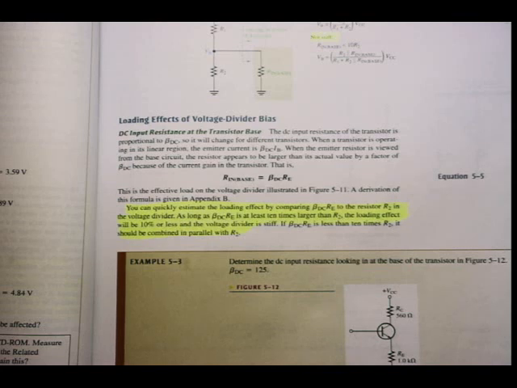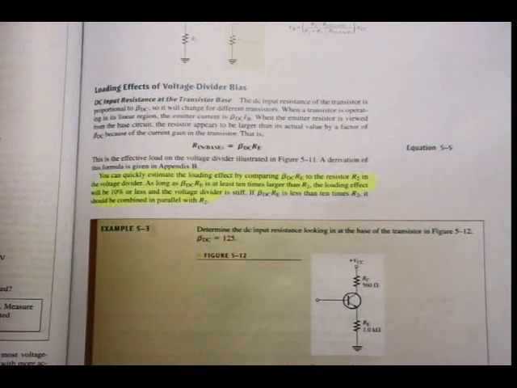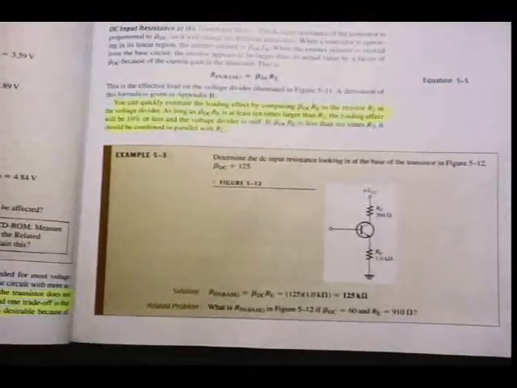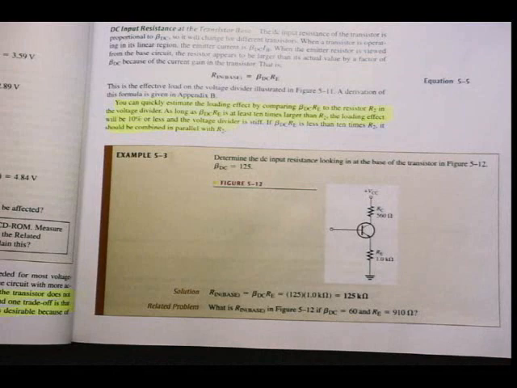Anyway, let's have a look at an example. Determine the DC input resistance looking in at the base of the transistor in figure 5.12. This is example 5.3. What do I have to do firstly? Very first thing that I have to calculate is R in at the base. How do I calculate it? Beta DC times RE. The bottom of the page there, in this case 125 kilo ohms. Okay, so remember, that's the first thing that I have to do.